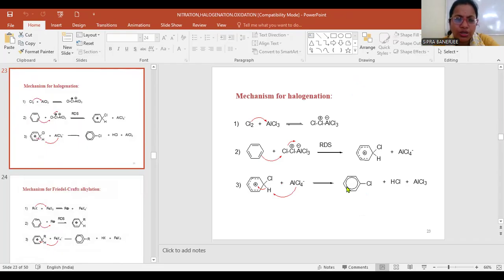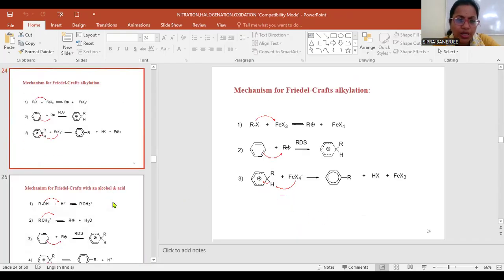In case of halogenation, aluminum chloride in presence of chlorine forms a carbocation, Cl+. It forms a reactant with the chloro group. With the aluminum chloride, it forms chlorobenzene. In this way, you can get the product of alkylation, and it produces different alkyl or aromatic chain substituted benzene rings.